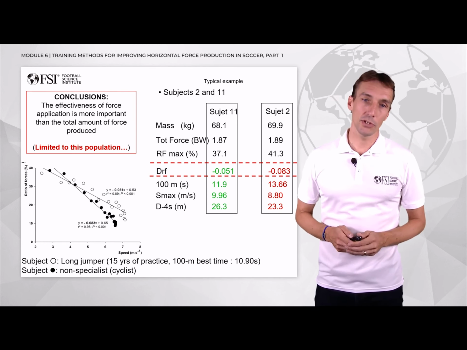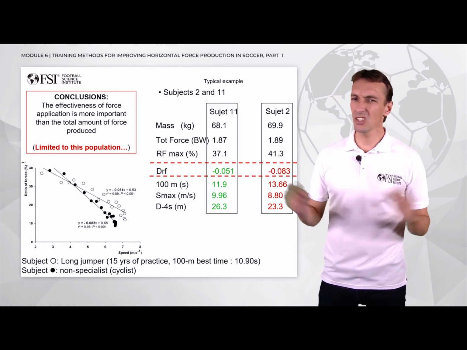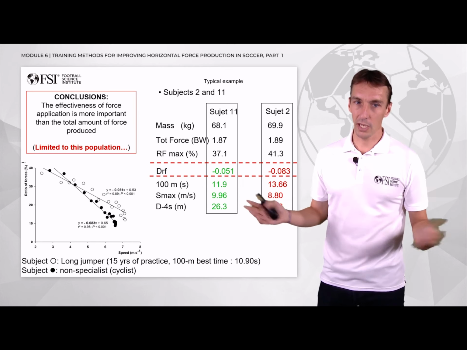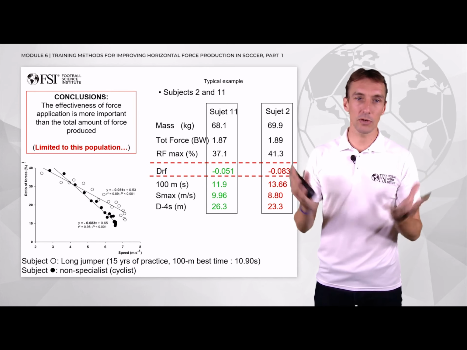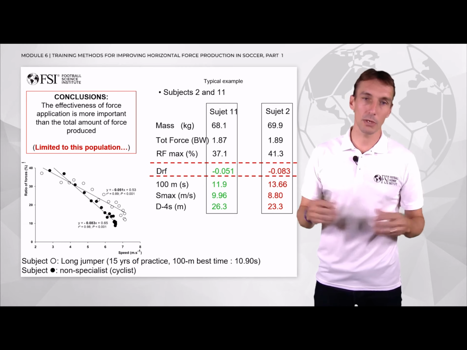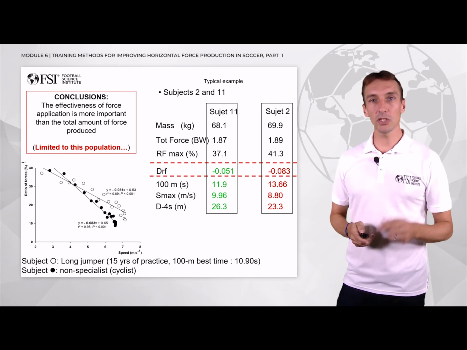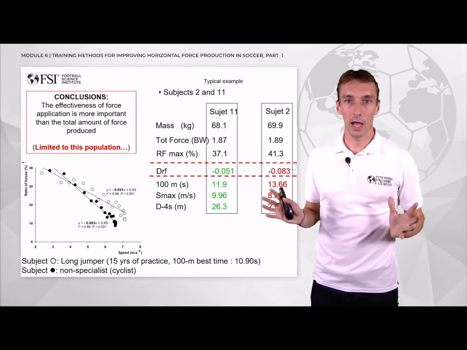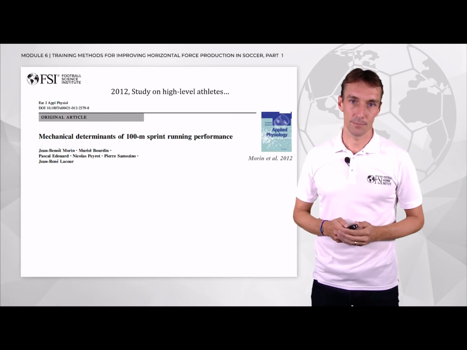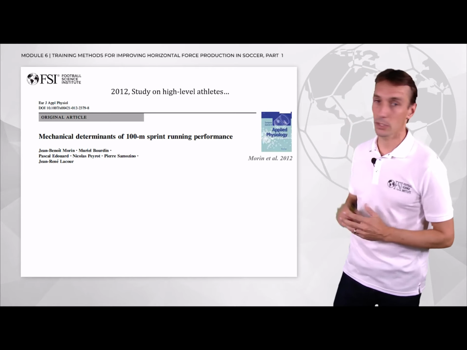One limitation of the study is that the population we tested did not include some good sprinters. Okay, the best guy was 10.9 seconds. So it's not a very good acceleration. It is okay, but it's not perfect. So we wanted to do a study on elite sprinters to see if the best guys also had these characteristics. So this is what we did in 2012.